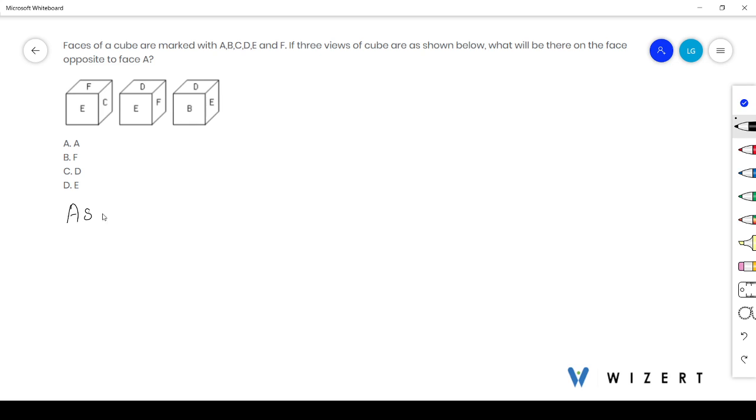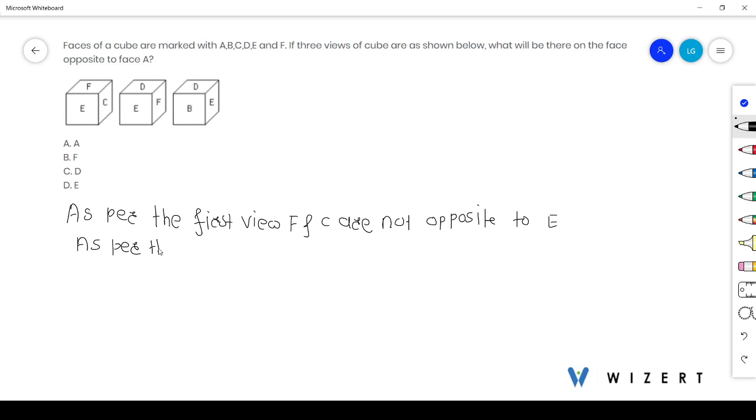Here we can observe that in three views, E is common. So, as per the first view, F and C are adjacent to E. So, F and C are not opposite to E.